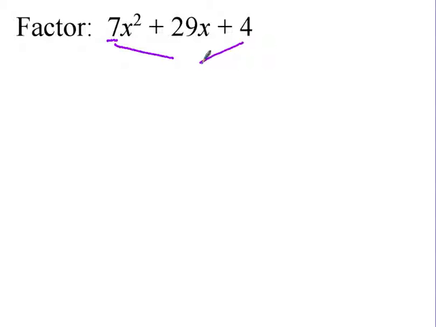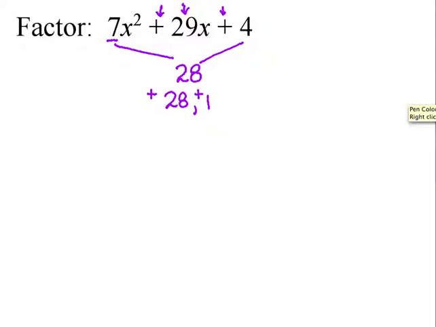When I do that, what do I get? 28. So I'm looking for 2 factors of 28. Now that's my key term. Now I'm going to do everything else the same. 2 factors of 28 that add to 29. And what are those 2 factors of 28? 28 and 1. And then how do I get a positive 29 from those 2 numbers? Positive and positive.